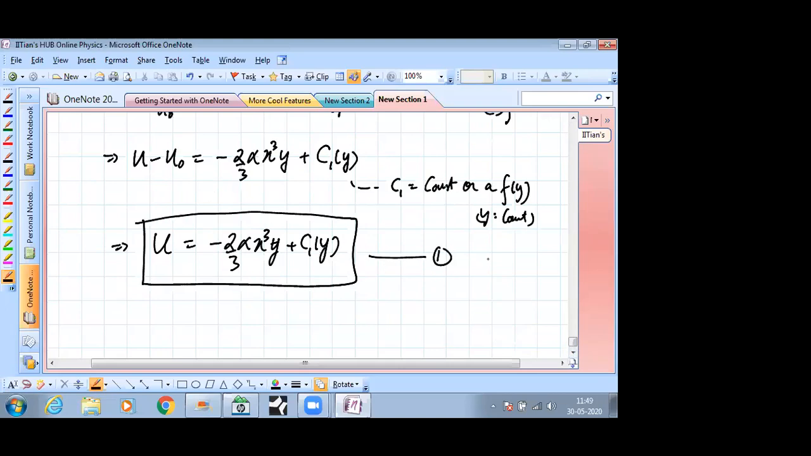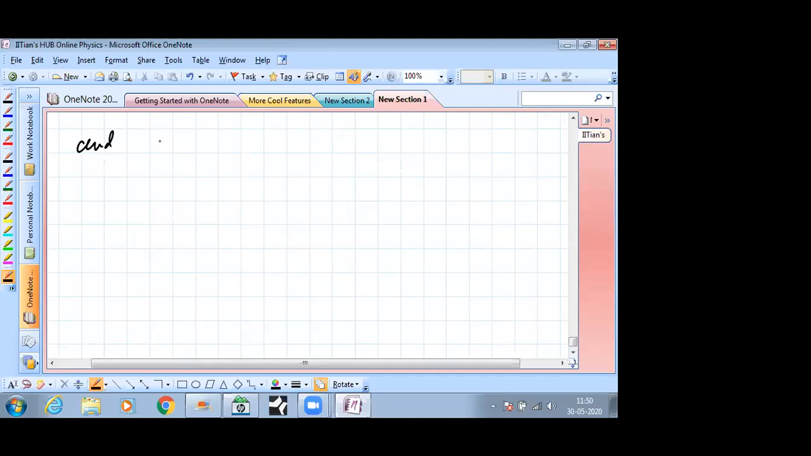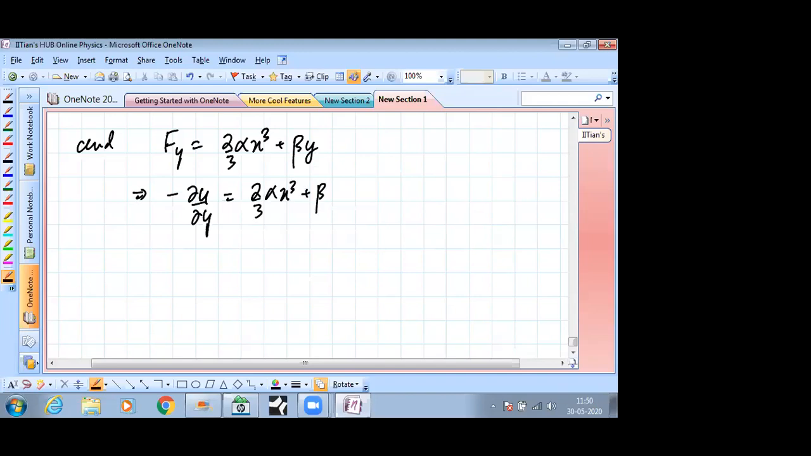This is what we are getting from Fx equal to minus del U by del x. Now let's see what we are getting from Fy. The y component of force was 2 by 3 alpha x cube plus beta y. So minus del U by del y was equal to this. That means dU is equal to minus of this whole thing into dy, keeping x as a constant.